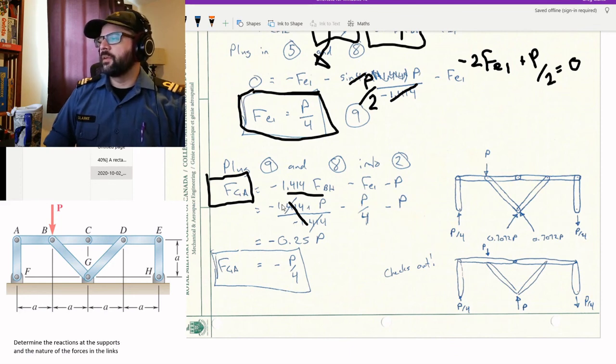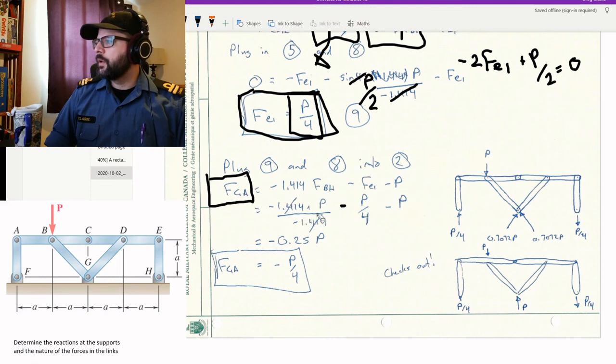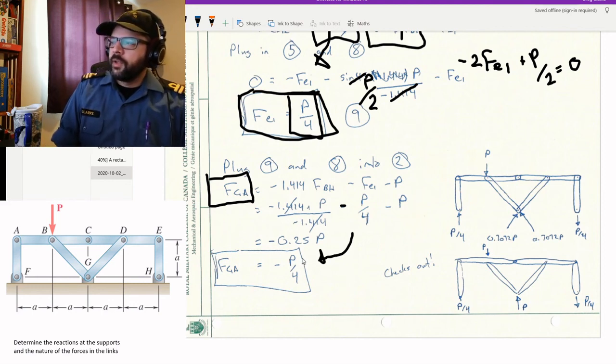Now the 0.414s cancel out. That just gives us a P term here, which is subtracted from another P term. Those two P terms cancel out. And then we have a negative FEI here. That's P over 4, so negative P over 4. So FGA is going to be equal to negative P over 4.